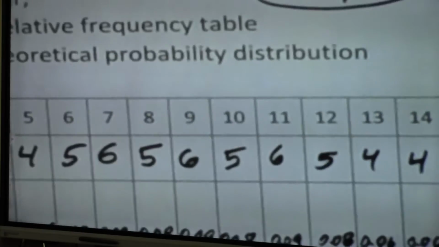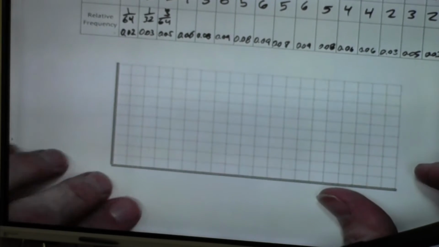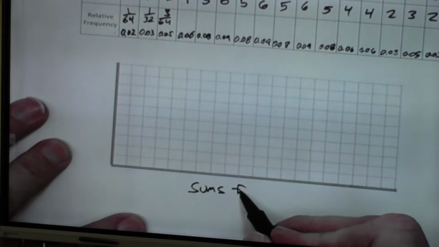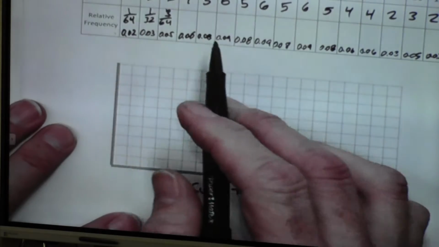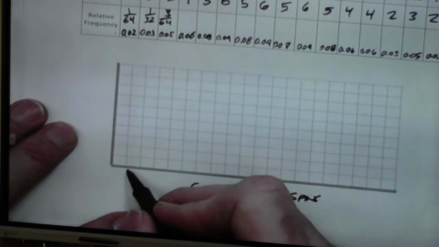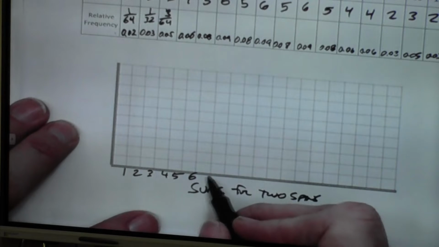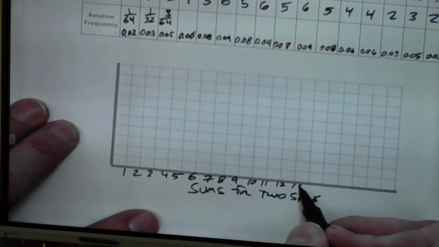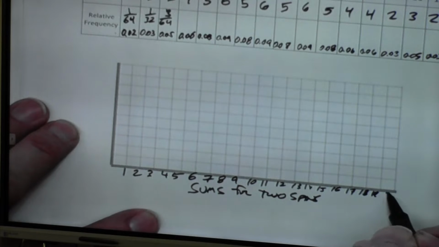Okay. So let's come down here, and let's set up this graph. On the bottom, we're going to say the sums for 2 spins. And those sums, we will put the numbers now. I actually am going to number these straight through with no breaks. I'm going to do 1 and 2 and 3 and 4, even the ones that don't exist, like 1 and 17 and 19. 6, 7, 8, 9, 10, 11, 12, 13, 14, 15, 16, 17, 18, 19, and 20.